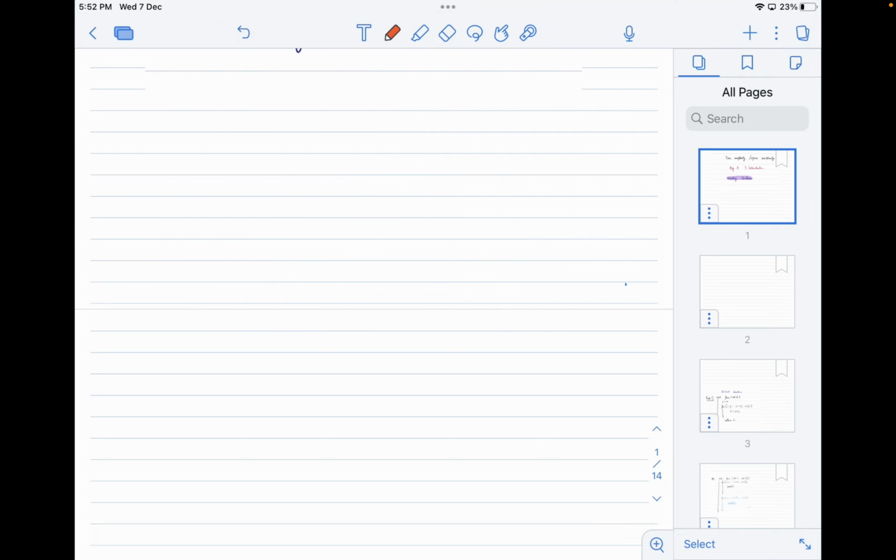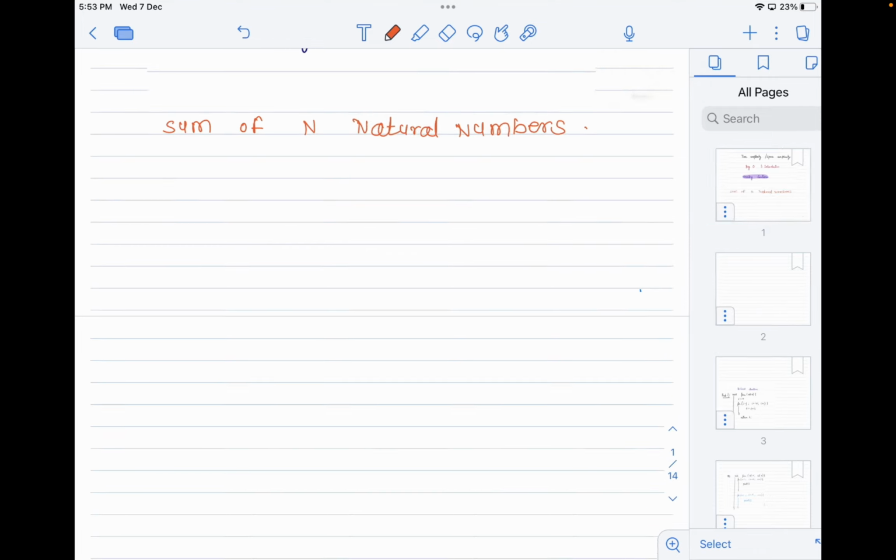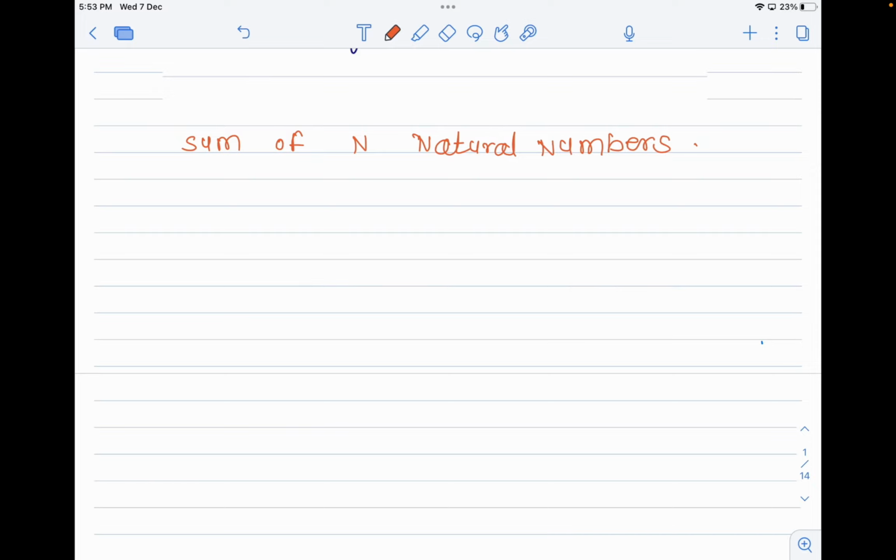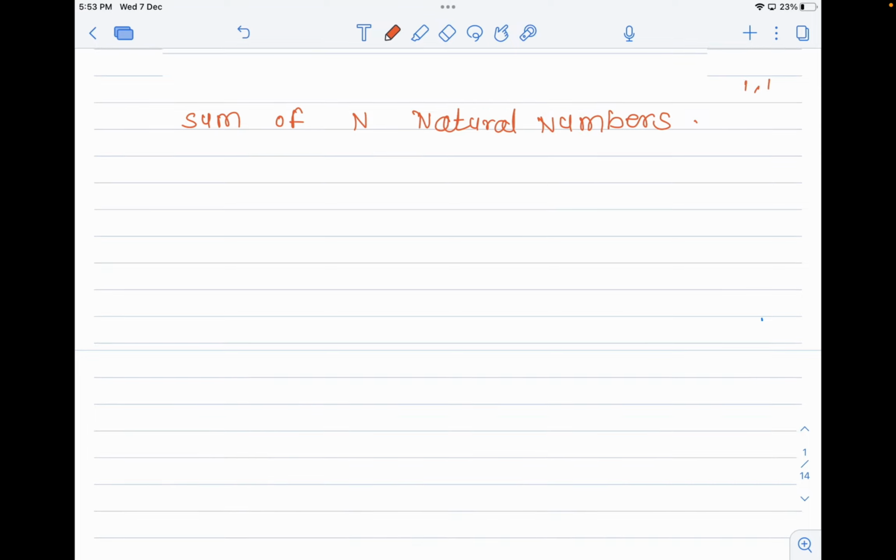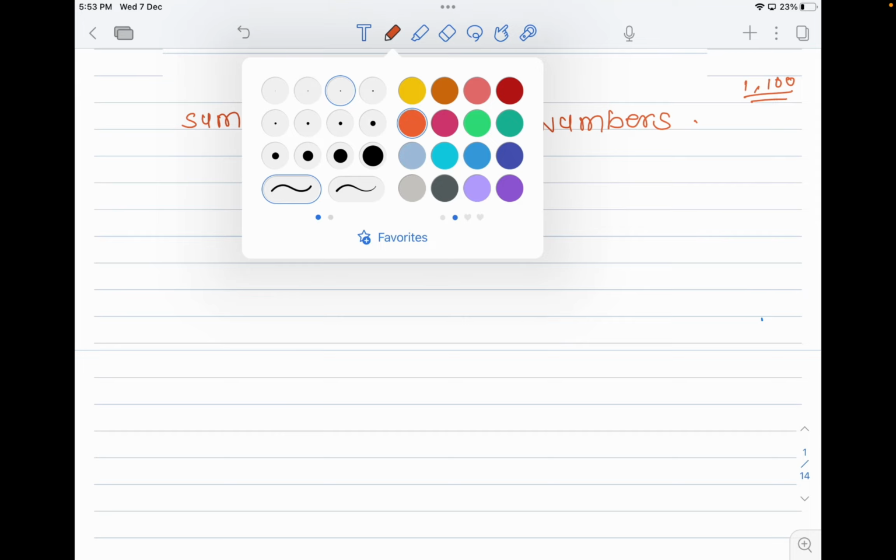First tell me the sum of n natural numbers. In a previous video I showed you the sum of the numbers from 1 to 100. What we followed there was n into n plus 1 divided by 2. This was the formula there.